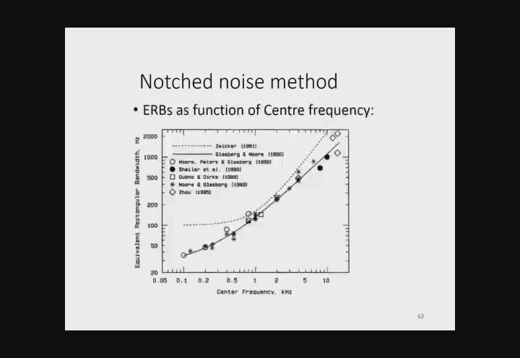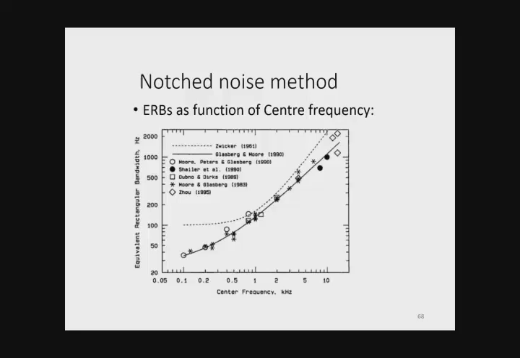Yes, and I skipped the equation, but the equation just describes this function, and this is the kind of summary, literature review summary, over the results of what they found. So that has been originally suggested by Zwicker, 1961 already. This is the center frequency. That's the basilar membrane rolled out logarithmically, okay? And that's the bandwidth. We're talking about ERBs, equivalent rectangular bandwidth.